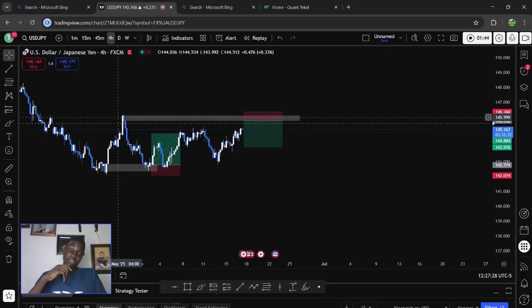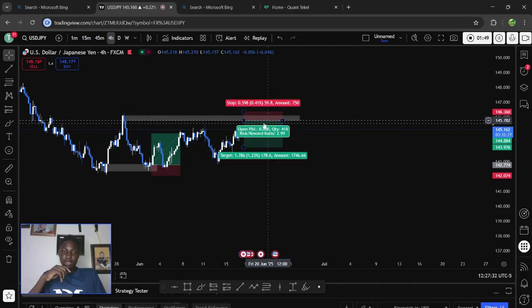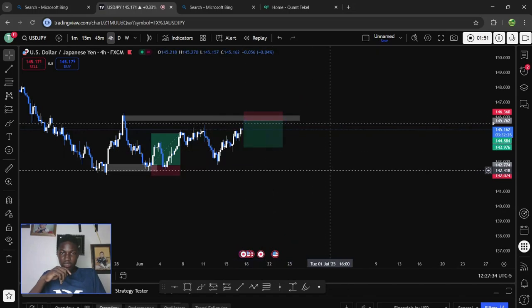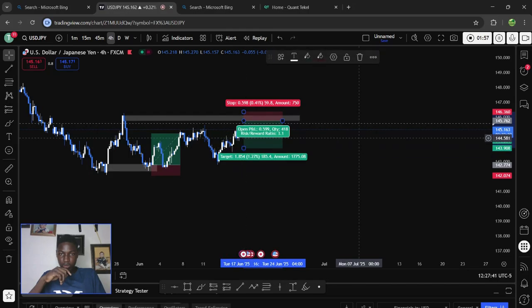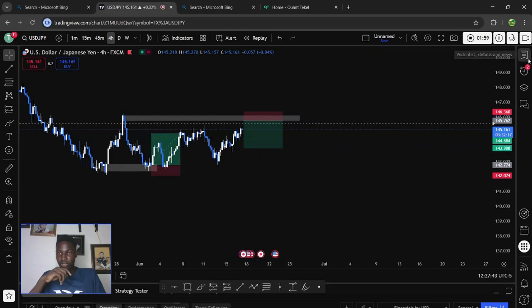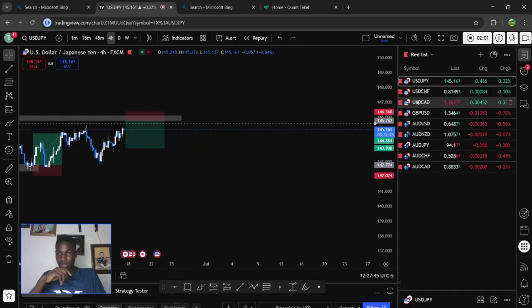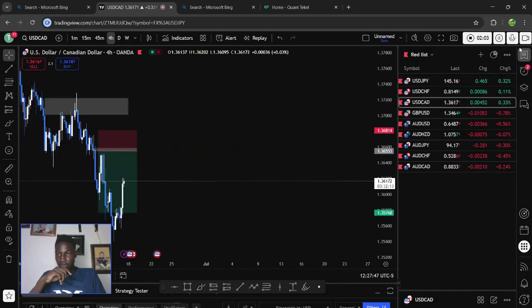So we're planning on waiting for price to reach here, which is a supply zone. Once it hits this level, we're going to make our sell. 1:3, no, 1:2.9. 1:3. Okay. So the next trade is GBPUSD, or rather, USDCAD.